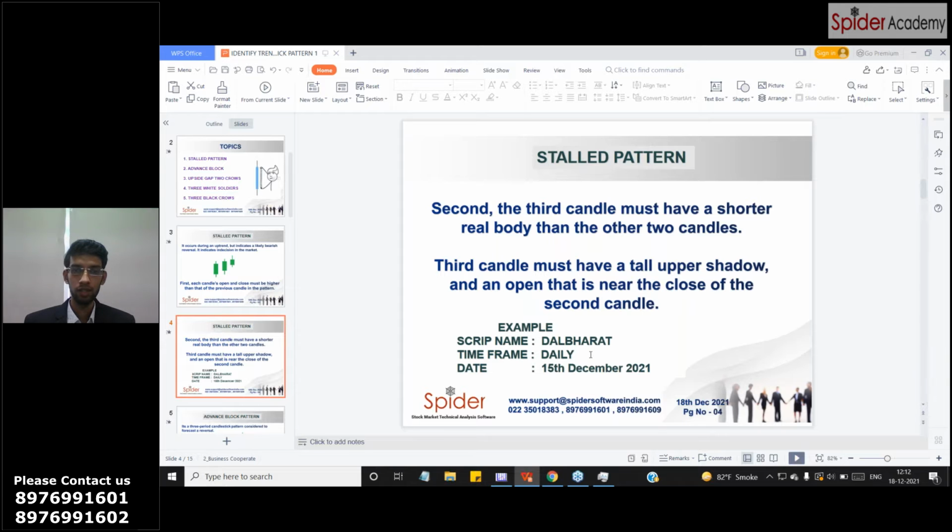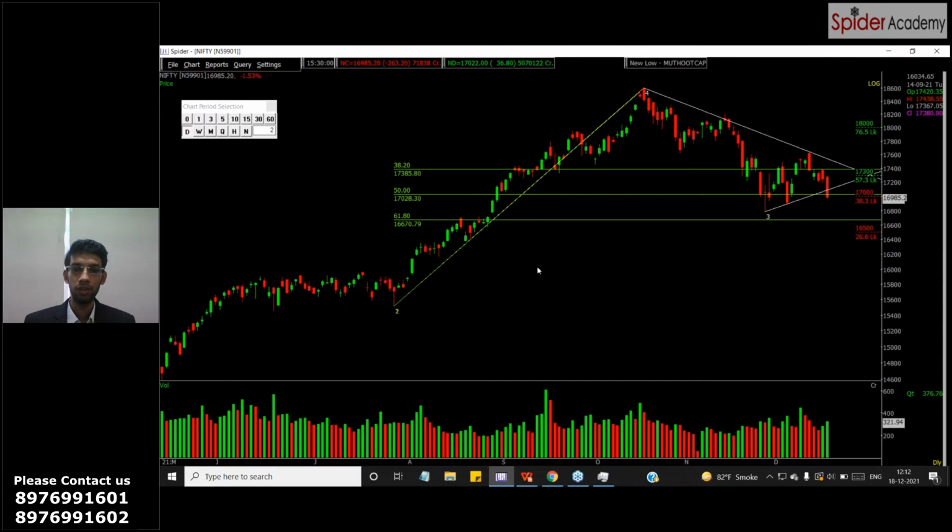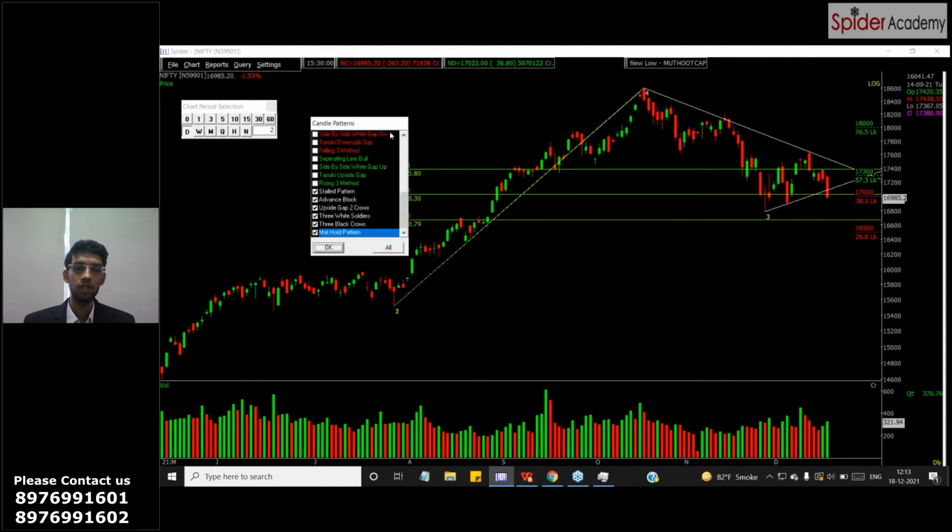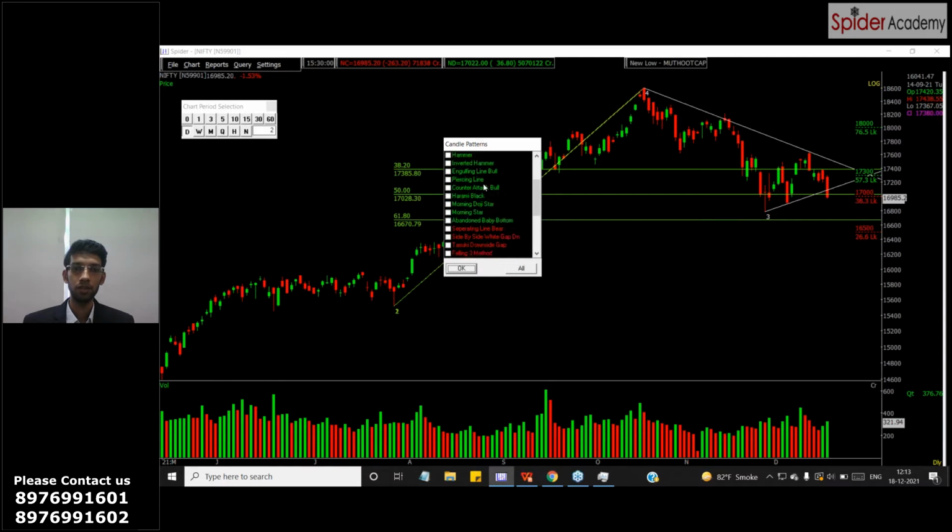Before that, I'll explain how to plot this candlestick pattern on the Spider software. There are 2 ways. First, we have a shortcut with the help of Control C. When you press Control C, you can see a dialog box where you can see multiple patterns. Currently we are seeing the advanced pattern, which you can see in the white color.